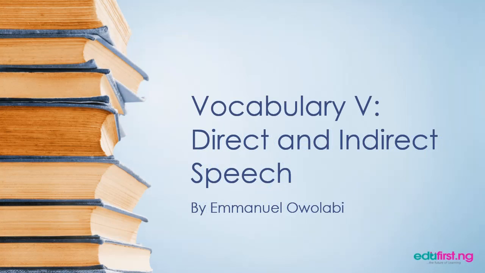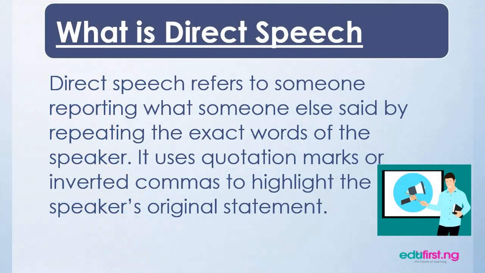English language class. Today we'll be looking at vocabulary and we'll be checking direct and indirect speech. What is direct speech? Direct speech refers to someone reporting what someone else said by repeating the exact words of the speaker. That is, you are saying something the exact way that person said it. While writing direct speech, you use quotation marks or inverted commas to highlight the original statement of the speaker and differentiate it from what you are saying.